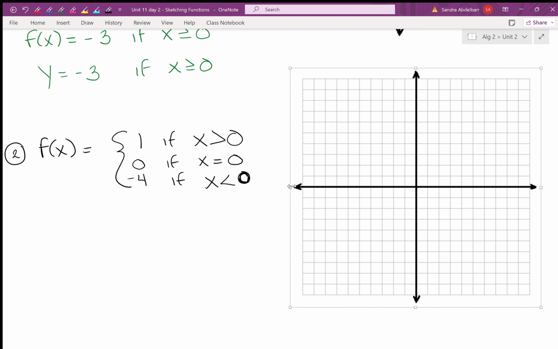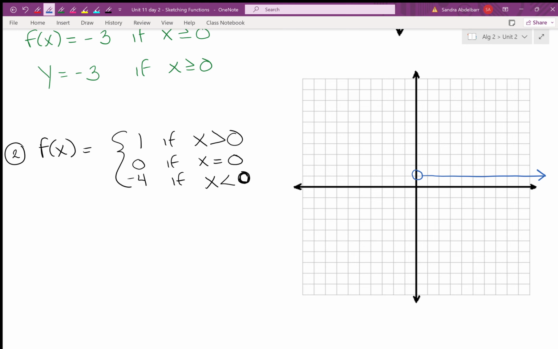Great, we ready? So it says f of x equals 1 if x is greater than 0. Well, y equals 1 looks like this. Do we agree? Right, but now it's saying if x is greater than 0. So I'm erasing the left part of my line. Is y equal to 0? No, so what do I have to do? I have to put an open circle and then go to the right.